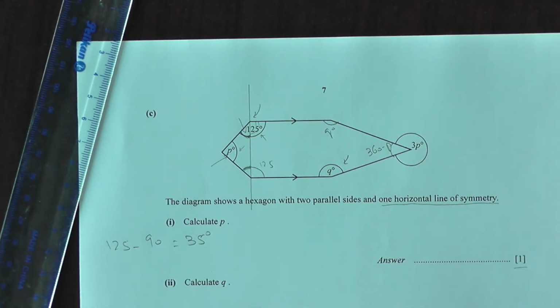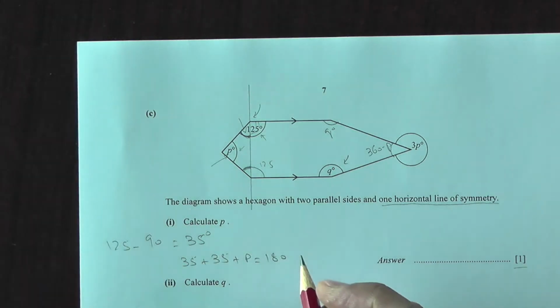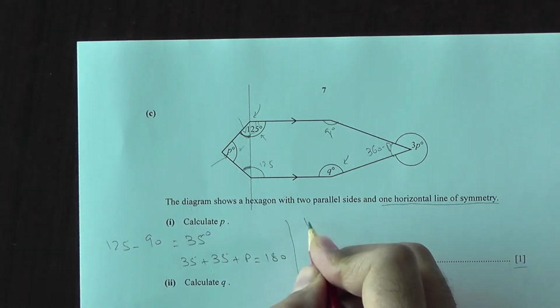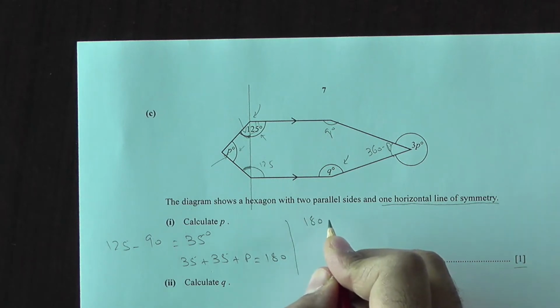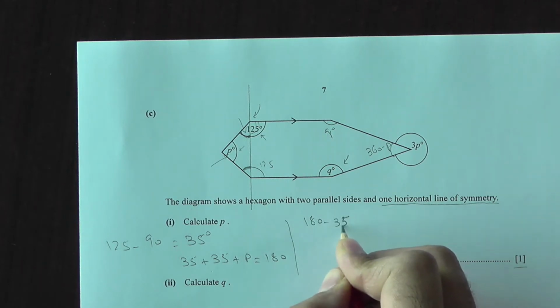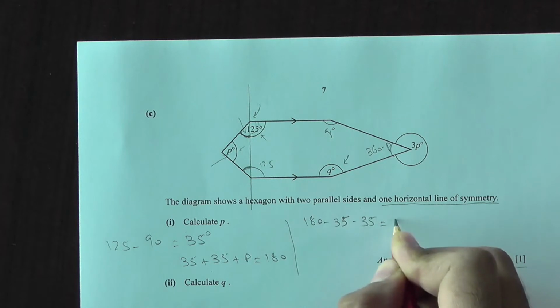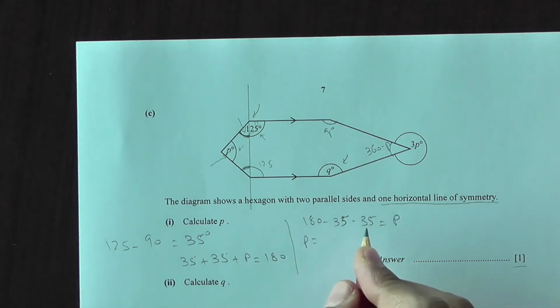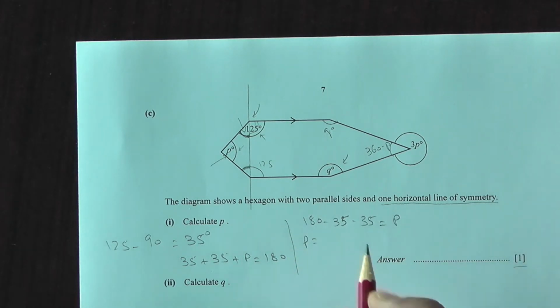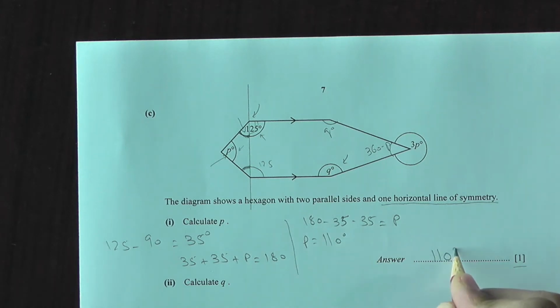When we have 35 degrees, since there are two 35 degrees, we do 35 plus p. This should be equal to 180 degrees. And then what do we do? We subtract: 180 minus 35, and this should be equal to p. So basically 35 plus 35 is 70, 180 minus 70 is 110 degrees. So our answer over here is 110 degrees.